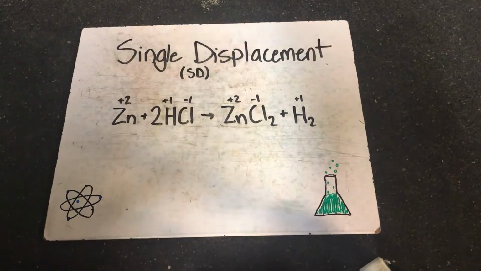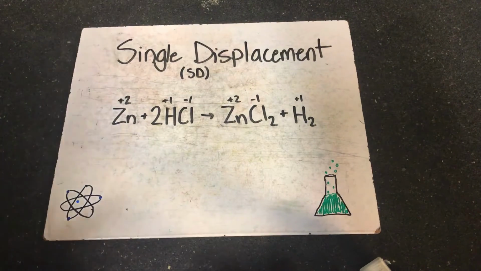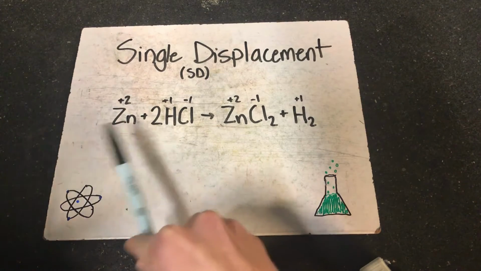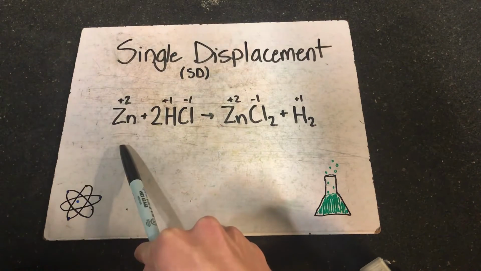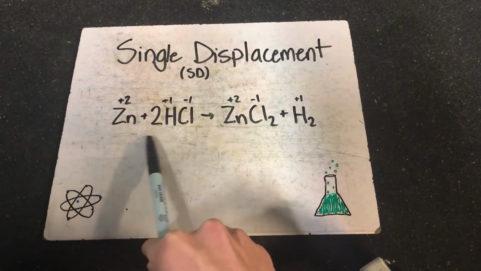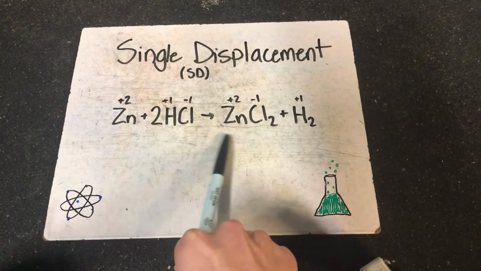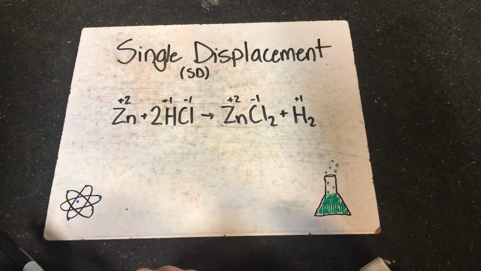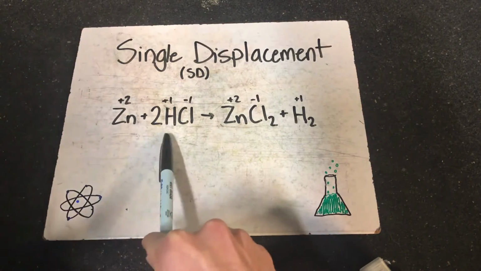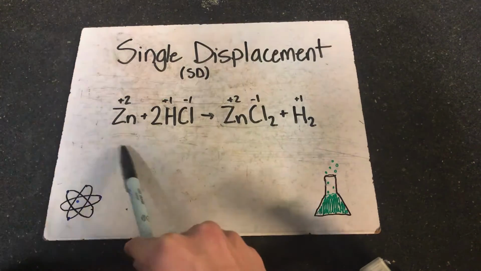The first type is single displacement or single replacement. These reactions start with a singular element and a singular compound. In this reaction, the element by itself swaps place with the element in the compound that has the same charge. An example of this is this reaction here. Notice how there's an element by itself along with a compound, and the zinc swaps place with the hydrogen. Because of this, you can tell that this is a single displacement reaction.